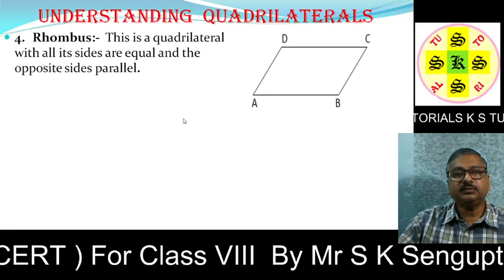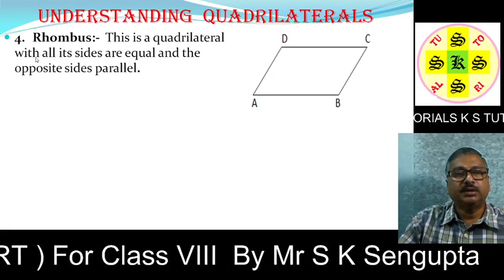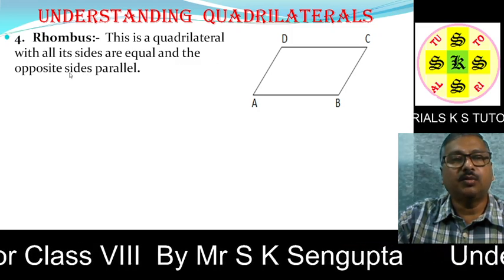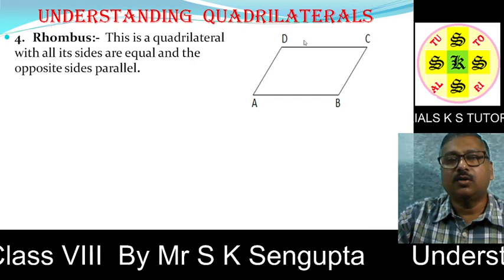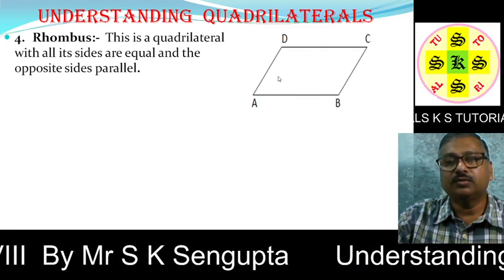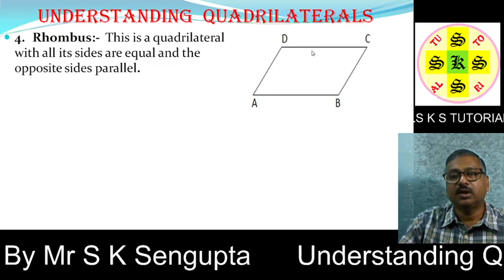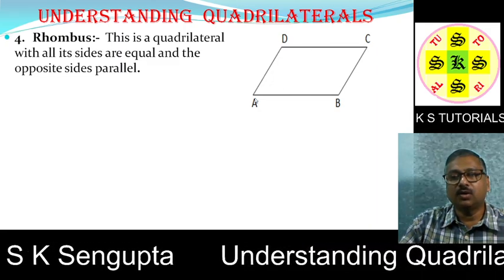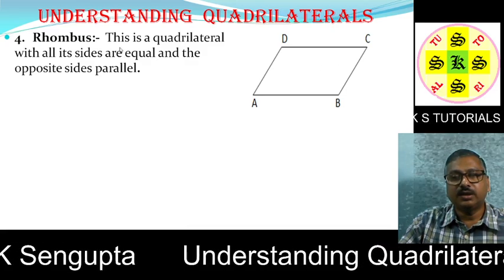Rhombus. This is a quadrilateral with all sides equal and opposite sides parallel. This is also a parallelogram with sides equal. In a parallelogram, opposite sides are equal. Here we can say adjacent sides equal or all sides equal. So here it is defined in this way.